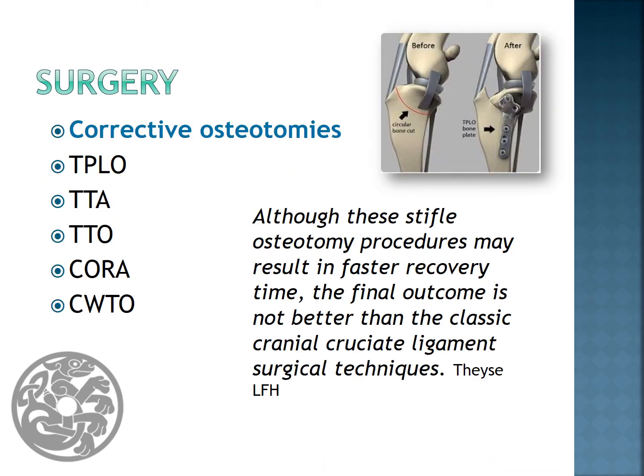Corrective osteotomies are another category of surgeries which can be performed. The aim of these procedures is to eliminate abnormal cranial tibial thrust and weight bearing by altering the joint biomechanics. Although these procedures may result in faster recovery, the final outcome is not better than classic cranial cruciate ligament surgical techniques.